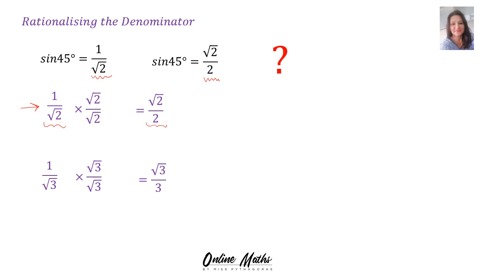Let's do another one. When I give you 1 over root 3, then the denominator is not rationalized yet. And then when you multiply by root 3 over root 3, it's as if you multiplied by 1. Then you can say 1 times root 3 is root 3 for the numerator, and the denominator root 3 times root 3 is just 3. So this one, 1 over root 3 is the same as root 3 over 3 with a rationalized denominator.